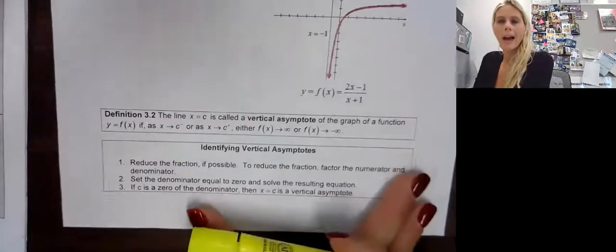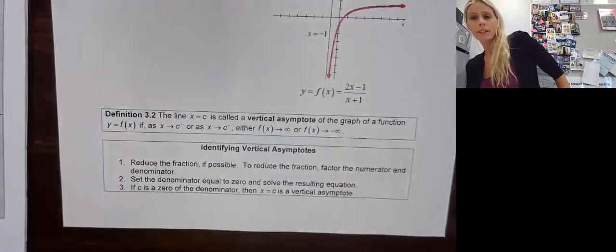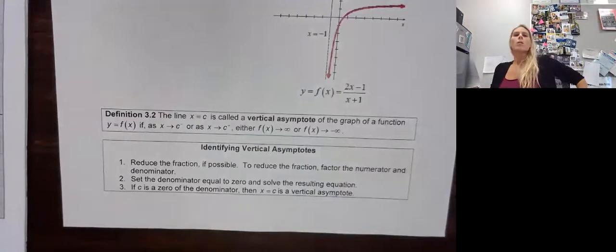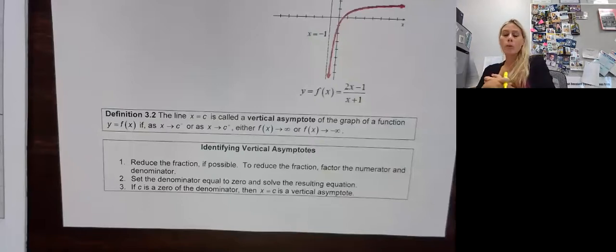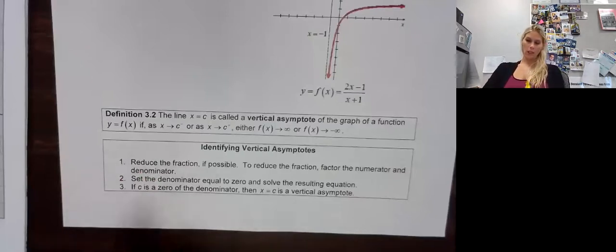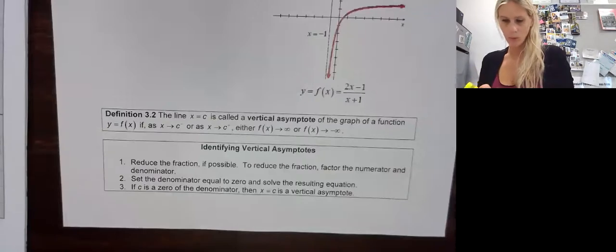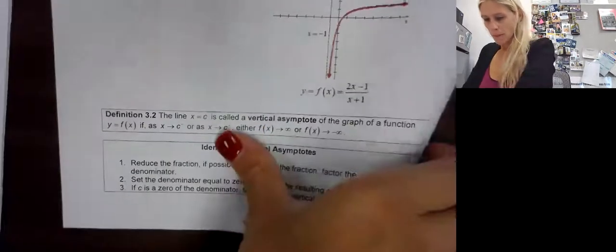All right. So how do we find this without seeing the graph? Because we don't have a graphing calculator, right? Well, first of all, we want to reduce the fraction as much as possible. Okay, so numerator, denominator. If anything crosses off, cross it off. Then we set the new denominator equal to 0. Whatever we come out with, that would be our vertical asymptote. Okay, so these are the strategies that we will use.